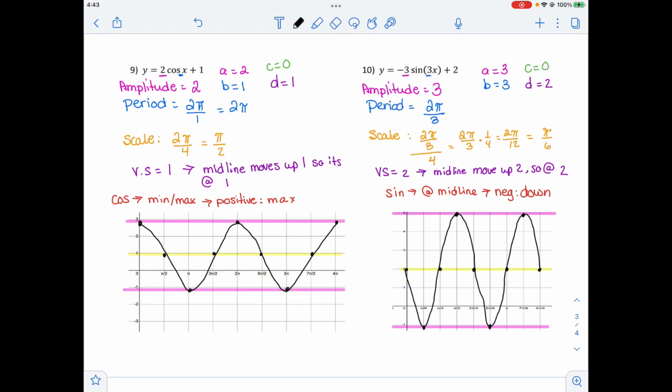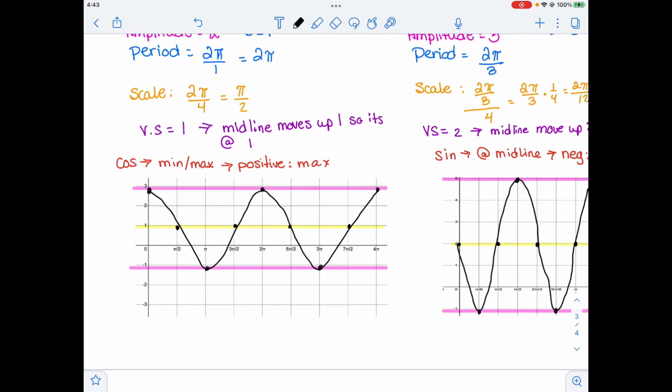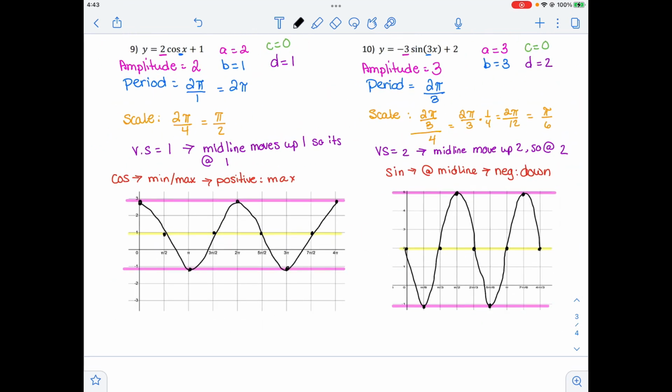So if we look at 9 and 10, we had a cosine, found our amplitude, and we had a vertical shift of 1 as well, and that moves our midline up 1. We found our period, 2 pi divided by our b, so it got us 2 pi. Then for our scale, we take our period and divide by 4, and we end up with pi over 2. So we're counting by pi over 2. I did have the scale on here. This is a cosine, so we start at either the min or the max, and because this was positive, we're going to start at the max. So then I did my graph.